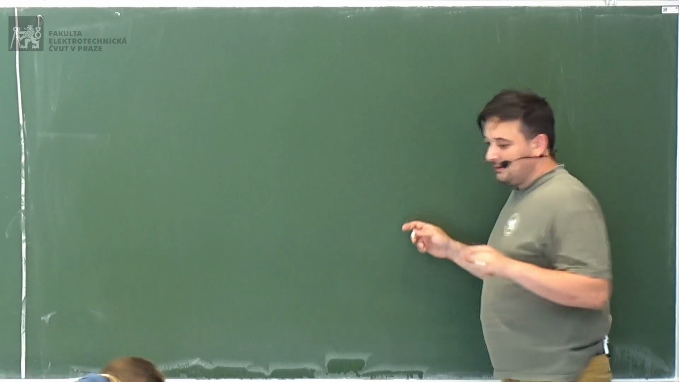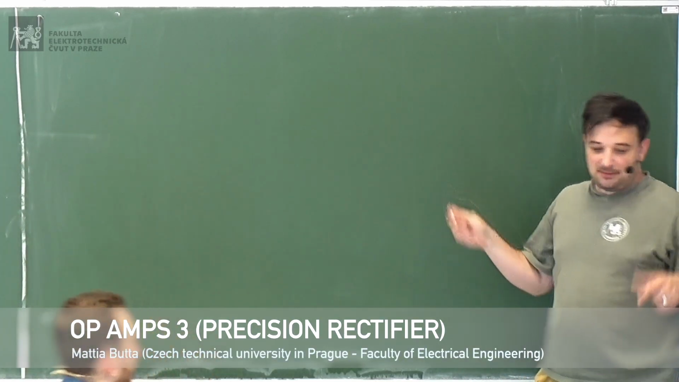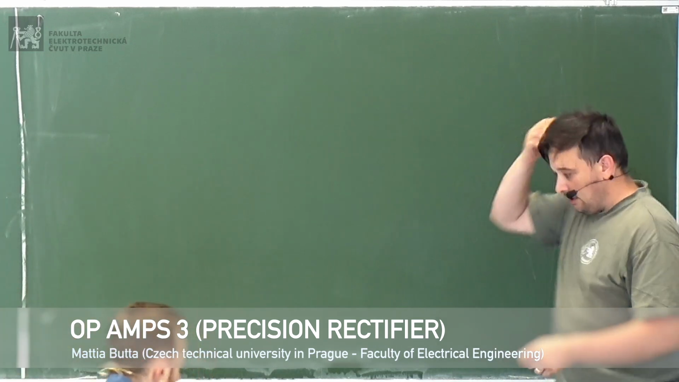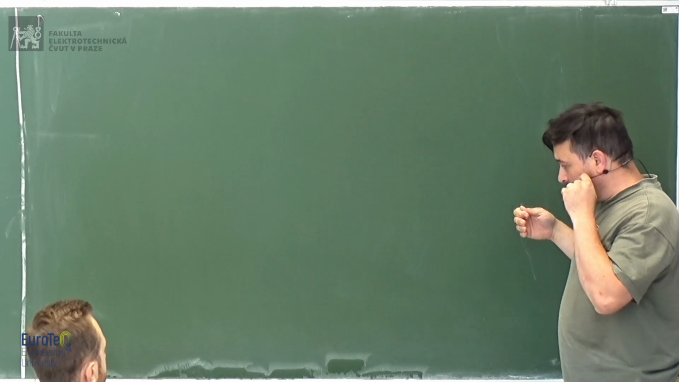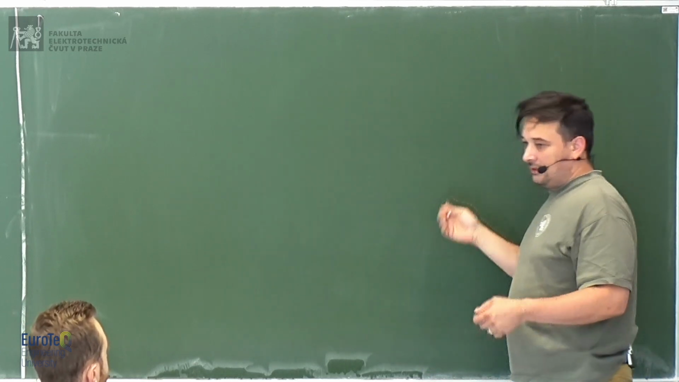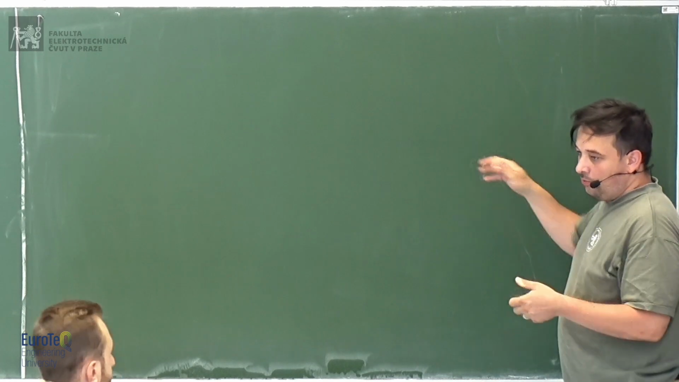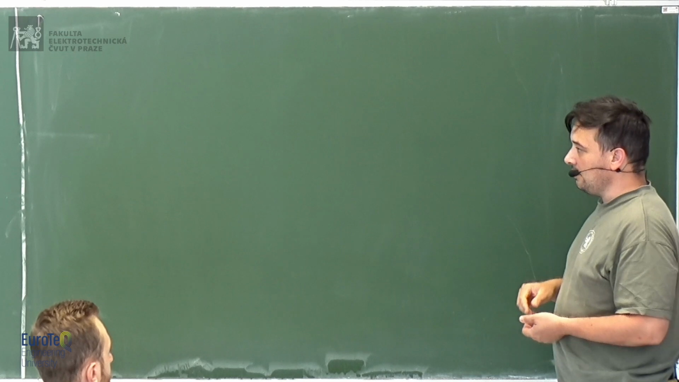So let's study the last circuit with operational amplifiers. Of course, there are infinite circuits, but again, the principle is always the same. You need to consider these rules and then solve the circuit imposing these rules, like no current in the inputs, no voltage between the inputs.